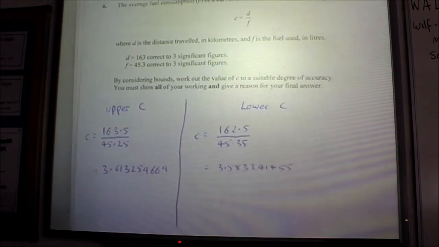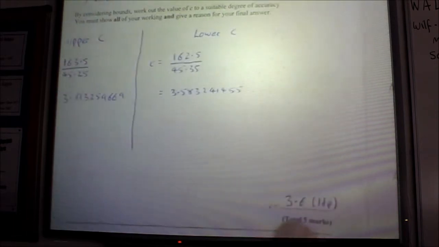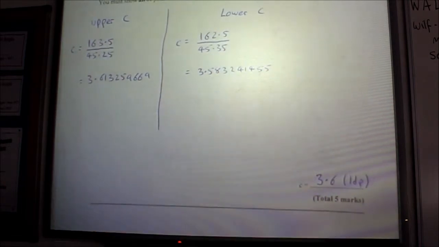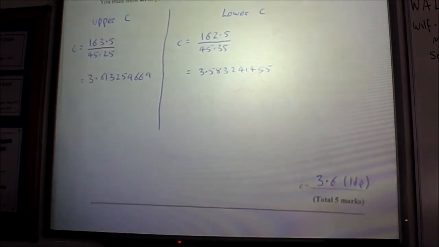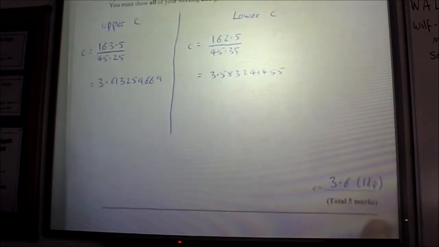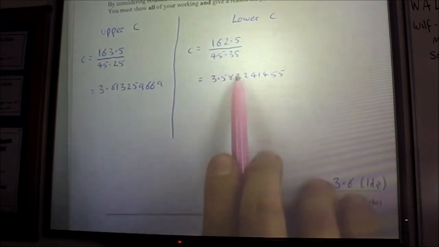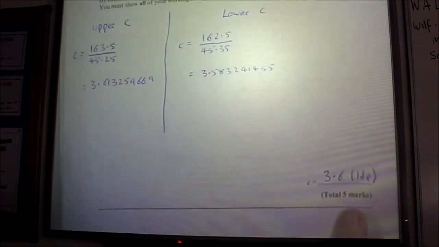Give a reason for your answer. I've just put down here, it's 3.6, and I've rounded it to 1 decimal place because that's roughly in the middle of those two, and that will get you the marks for that one. When you do those in the exam, what they're looking for to get you 5 marks is usually 2 marks for that, and 2 marks for that, and 1 mark for your end answer there.